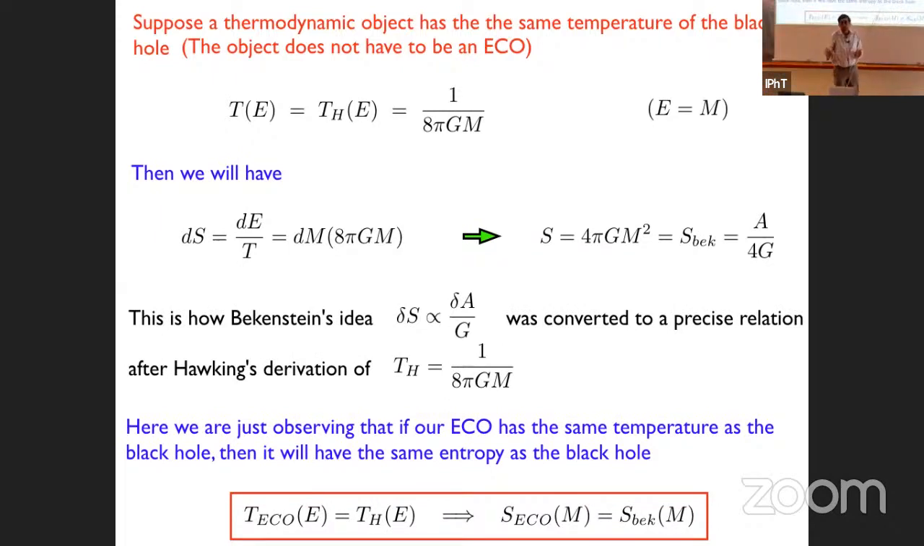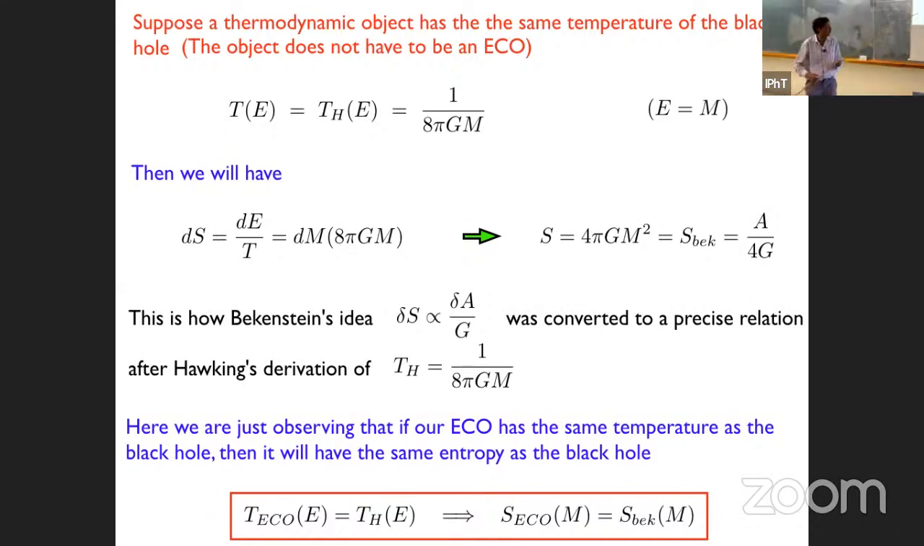This is a triviality. This is actually how the Bekenstein entropy was obtained. Bekenstein only gave an approximate thing, with S proportional to A over 4m. But how do we actually get the correct entropy? Once Hawking found the temperature was 1 over 8 pi GM, he did exactly this, and then out comes the entropy.